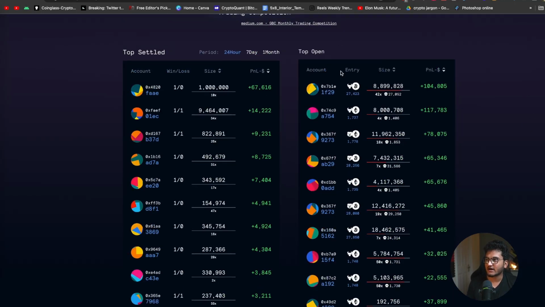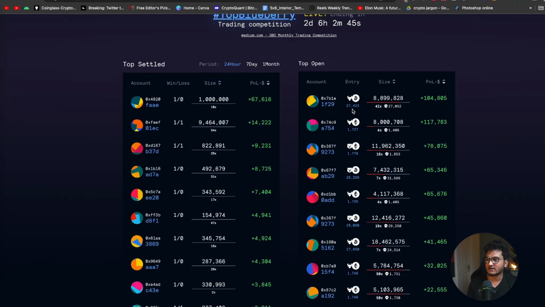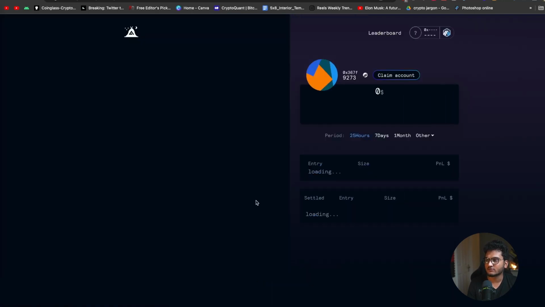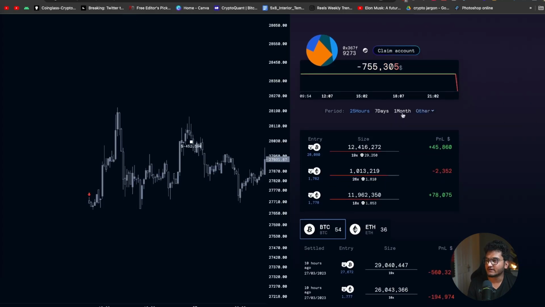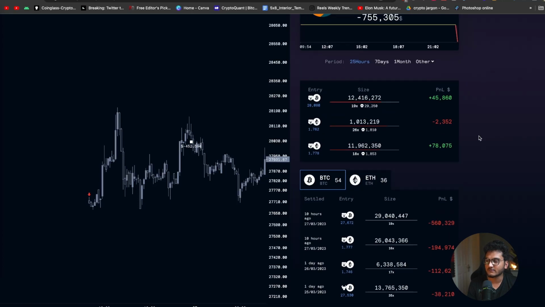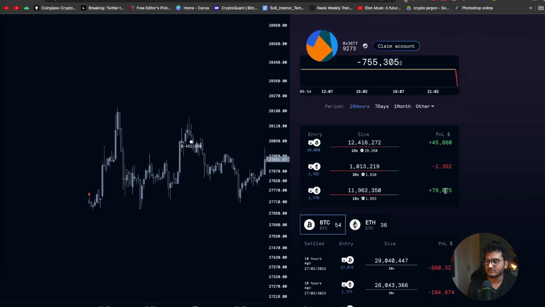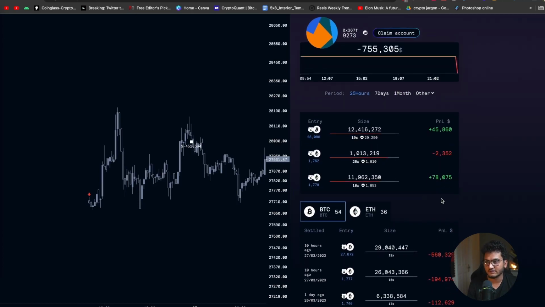So here we have top open positions right now, and here you can see there is a bull symbol and here is a bear symbol. So these are shorts and these are long. So let's open some of them up. Let's see this guy who has taken a short and see what his position looks like. So here we can see the position. He is short on Bitcoin and Ethereum, and as we can see his position, some of it is in profit, some of it is in loss. Mostly he is in profit.